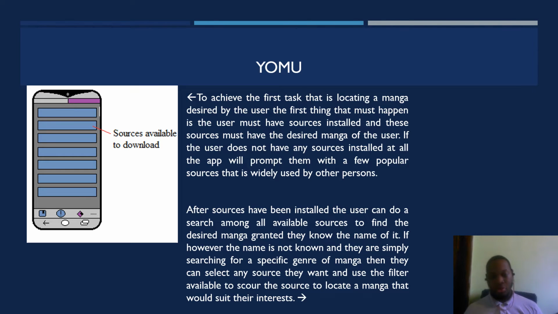Now, after sources have been installed, the user can do a search among all available sources to find the desired manga. Granted, they know the name of the manga that they are searching for. If, however, the name is not known and the user is simply searching for a specific genre of manga, then they can select any one of the sources they want to use and use the filter system available to scour the source to locate a manga that would suit their interests.